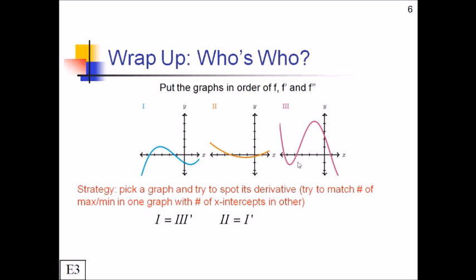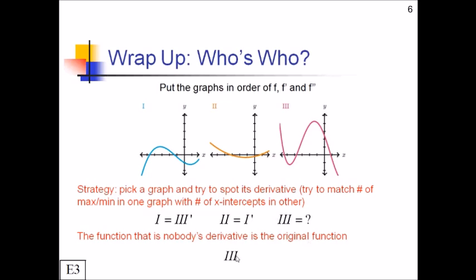Let's look over here at graph 3. So graph 3 has 1, 2, 3 x-intercepts. So if graph 3 is anybody's derivative, the original function would have to have 3 extrema. Well, our other 2 choices here only have either 2 or 1 maxes or mins, so 3 is nobody's derivative. The function that is nobody's derivative must be the original function. So we know that we're starting with 3.